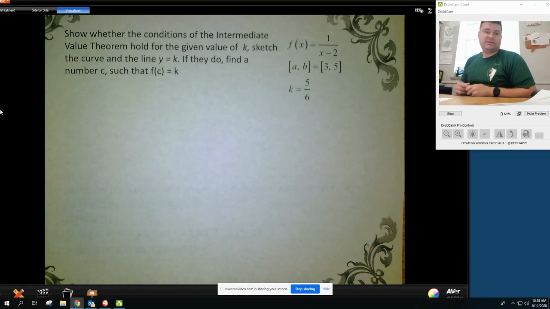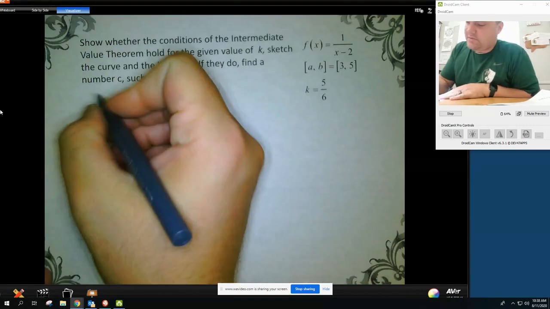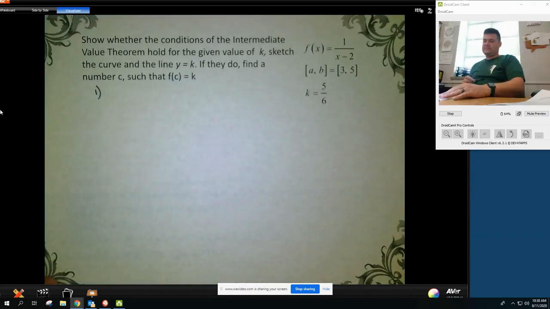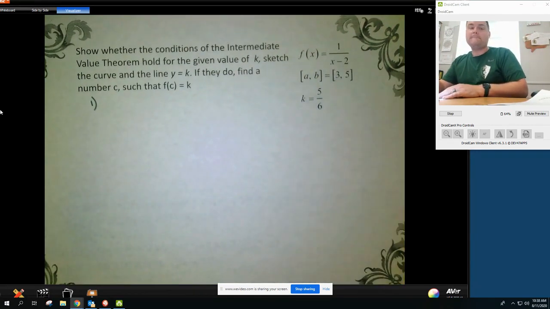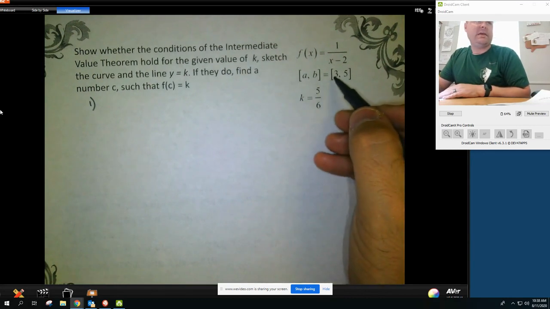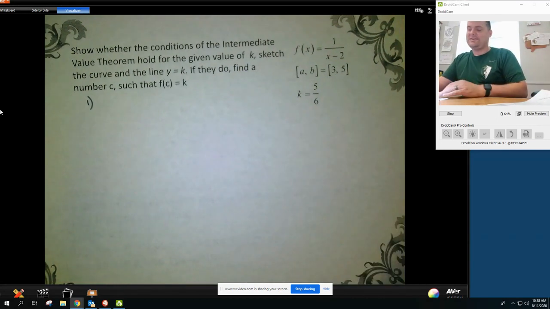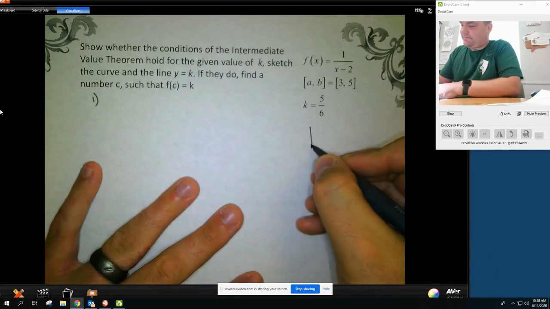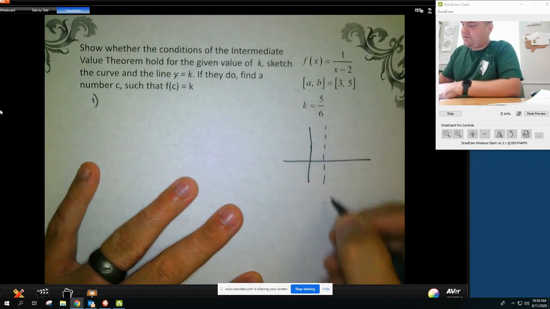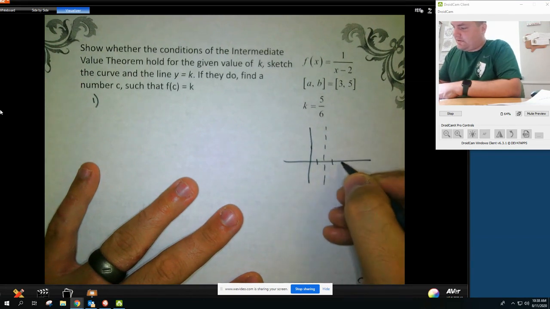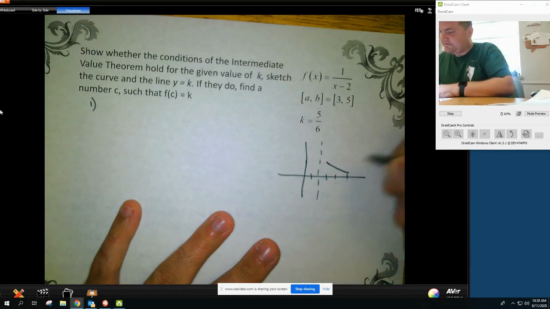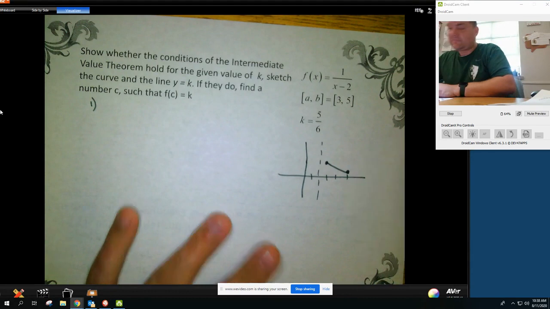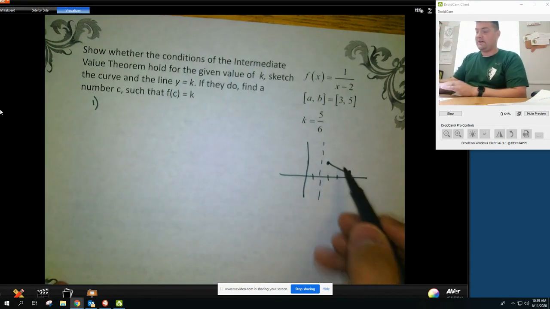So let's show these conditions. First off, is it continuous on the interval? I'm looking at this function over here. I know it's not continuous at 2, but is it continuous on my interval from A to B? Sure is. If I were to sketch this bad boy, there's 2. So 1, 2, 3, 4, 5, right? It's going to be from here to here. Looks something like that. Okay, so it is continuous on this interval.